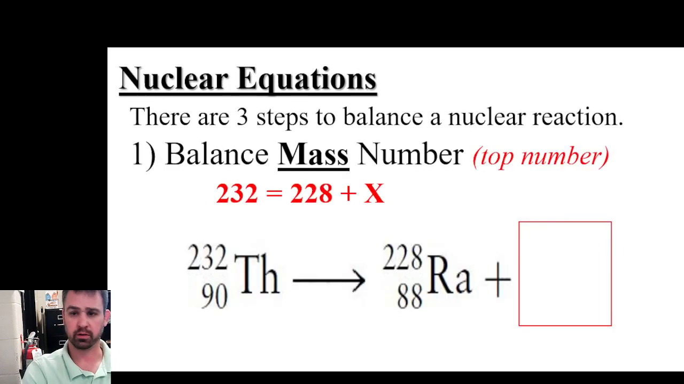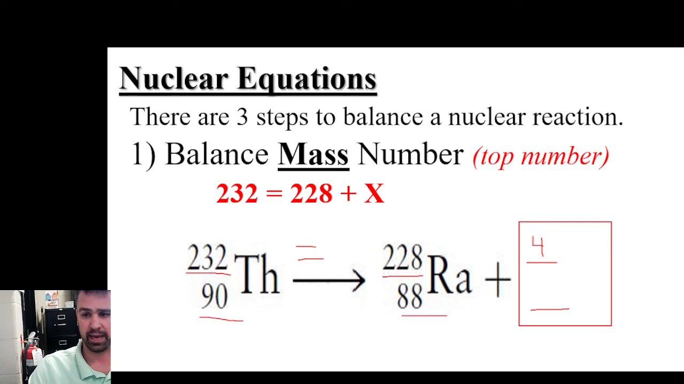So here we go. There are 3 steps to balance a nuclear equation. Balance the mass number on top first. So very easily, 232 has to equal 228 plus some other number. So when you put this into your calculator, it's very easy. 232 minus 228 gives you 4 as your superscript. Then the same thing on the bottom. This 90 has to equal 88 plus this number here, right? So 90 minus 88 equals 2.